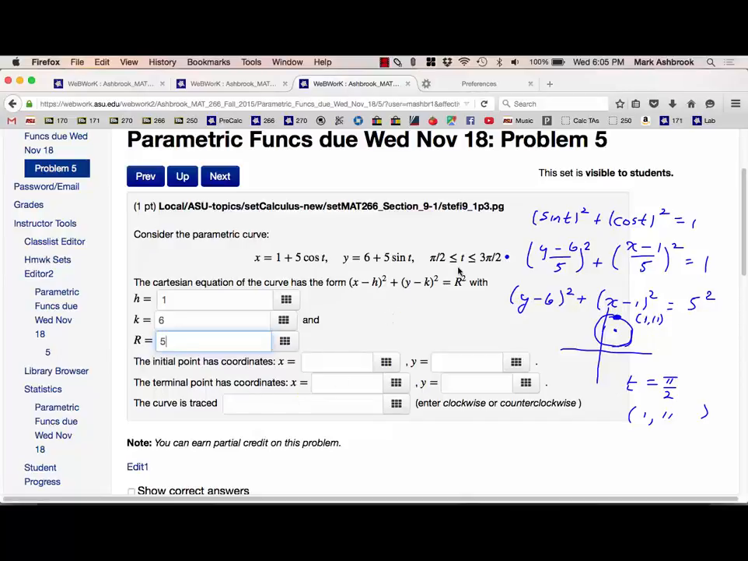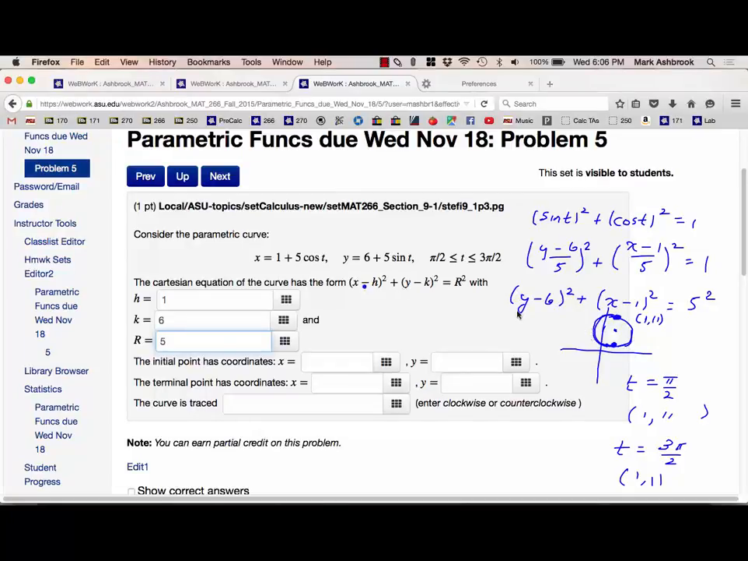And then the terminal point will be the ordered pair xy when t is that last value. So when t is 3 pi over 2, cosine will also be 0. And so you're going to get x equals 1, and then y will be 6 minus 5, so you're going to get (1, 1). So now the question is, there's two ways to get there. So it's either going around like this, or it's going around like this.